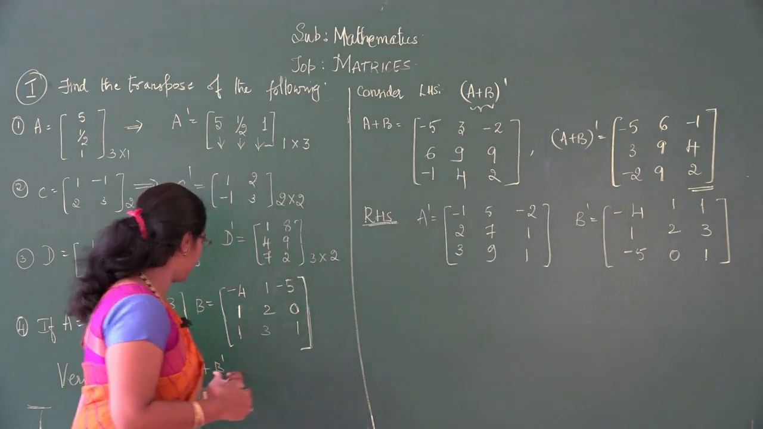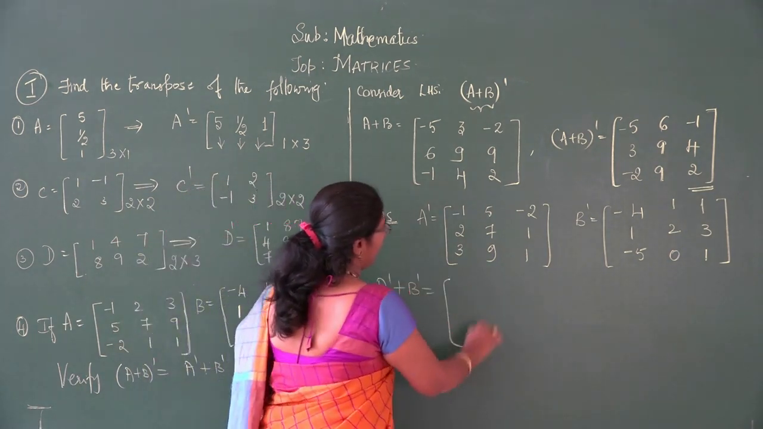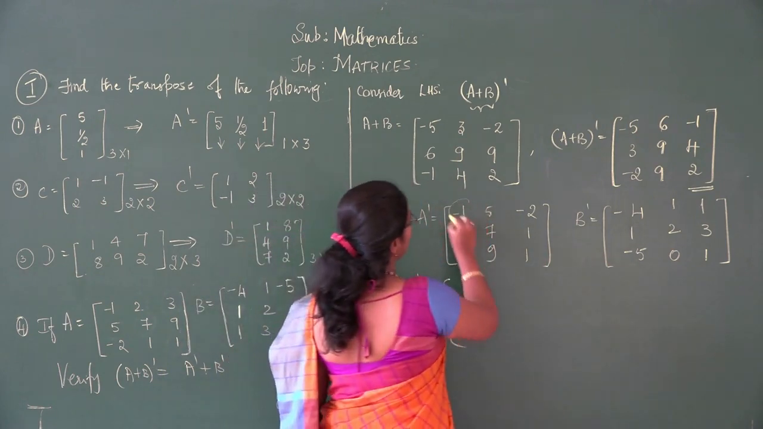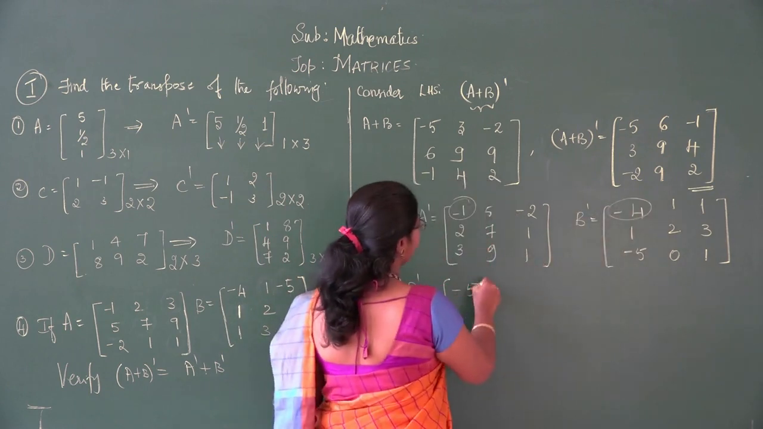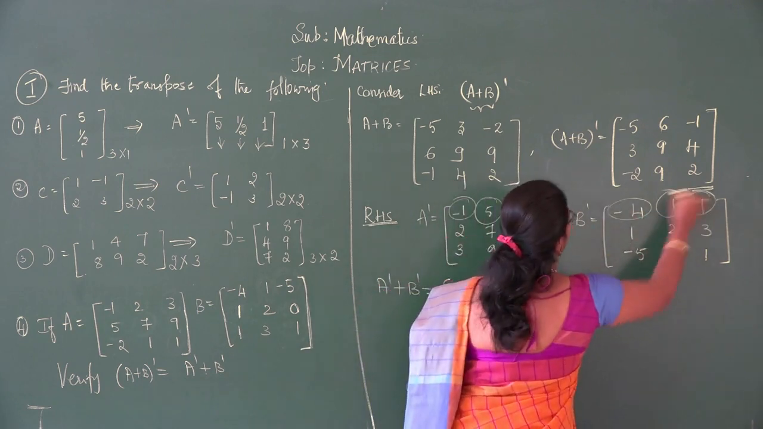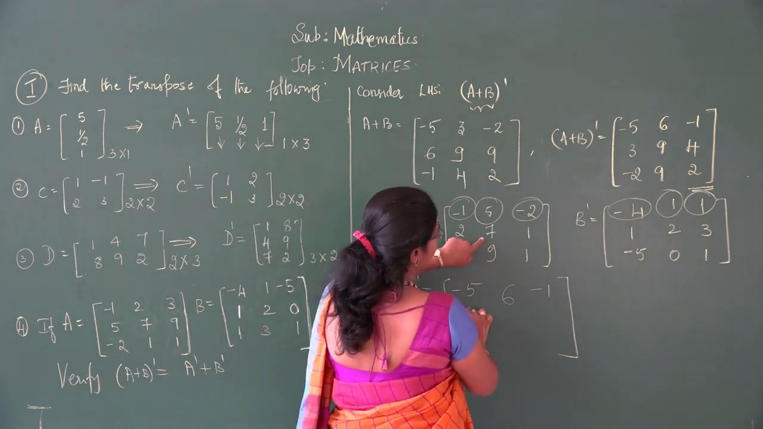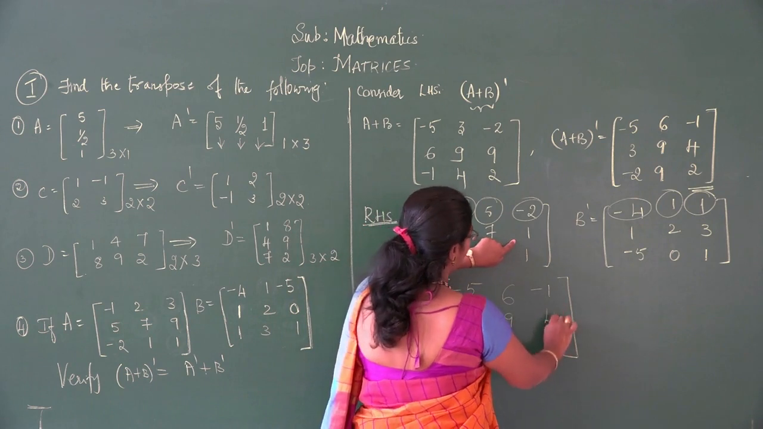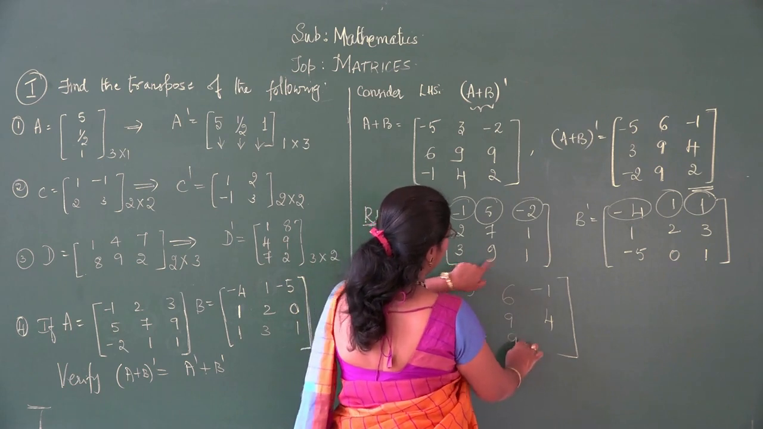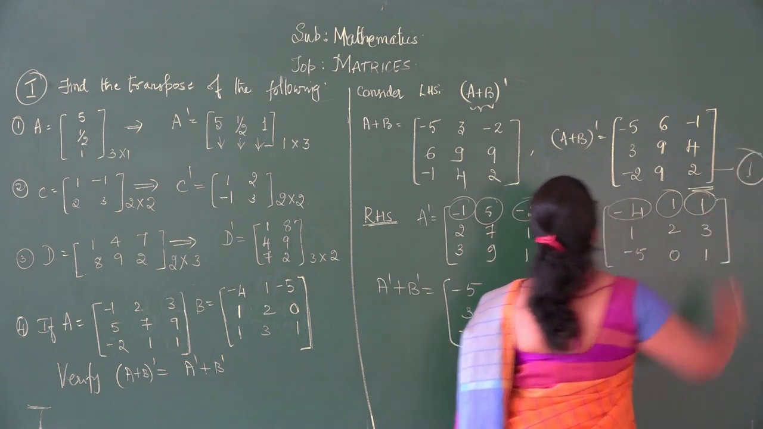Now we are going to add A dash plus B dash. So what is A dash plus B dash now? Order of both the matrices are same. Corresponding elements can be added. Minus 1 minus 4 will be minus 5. 5 plus 1 is 6, minus 2 plus 1 is minus 1. Similarly, 2 plus 1 is 3, 7 plus 2 is 9, 1 plus 3 is 4. 3 minus 5 is minus 2, 9 plus 0 is 9, 1 plus 1 will be 2. Call this as equation number 2 and call the earlier one as equation number 1.